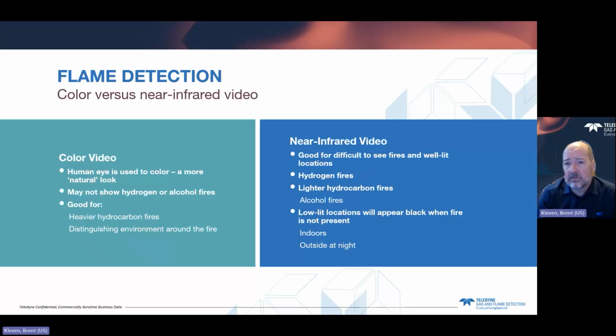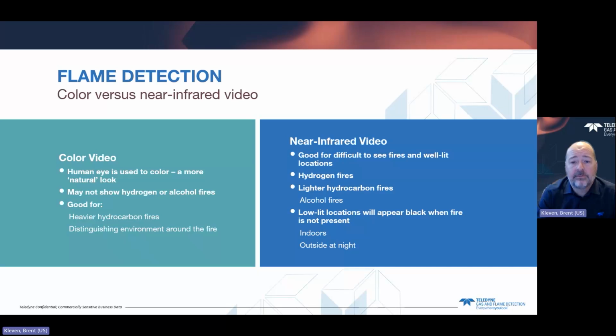So again, a little bit about the color. Human eye is used to color. It's a more natural look for someone to take a look. Obviously, out at an area, they see this just like they would normally see in a camera. But again, it may have problems showing those hydrogen or alcohol fires. It's good for those heavier hydrocarbons. When we're talking about gasoline, diesel, jet fuel, kerosene, things like that, it's fantastic. It's also great for distinguishing the environment around the fire when we talk about seeing things, directing first responders.